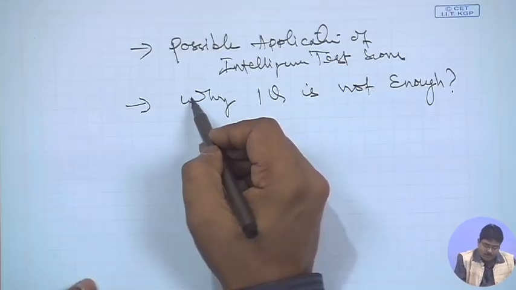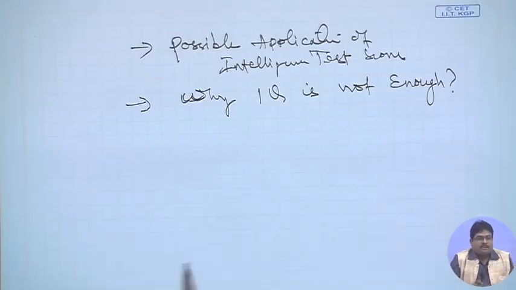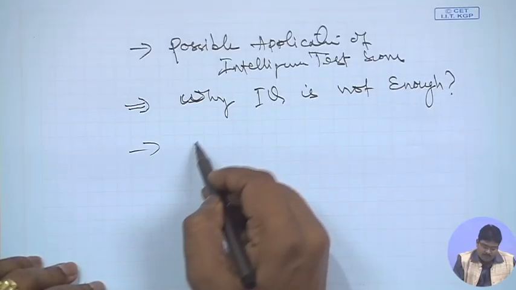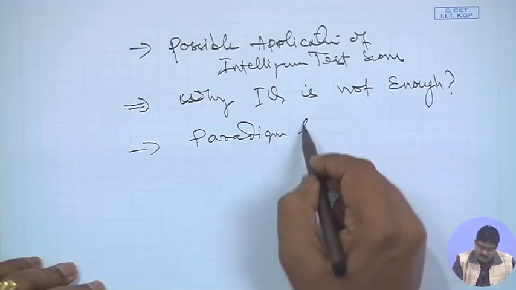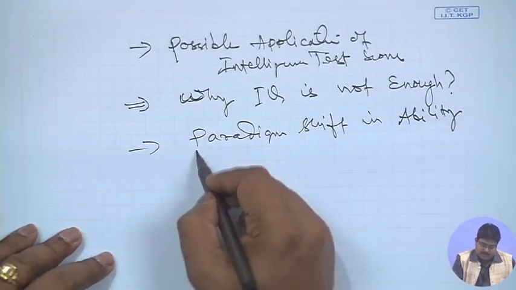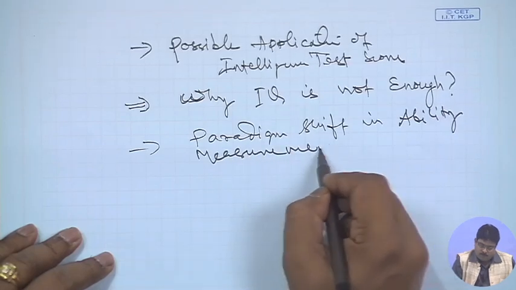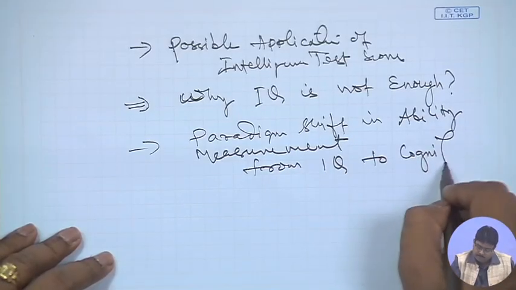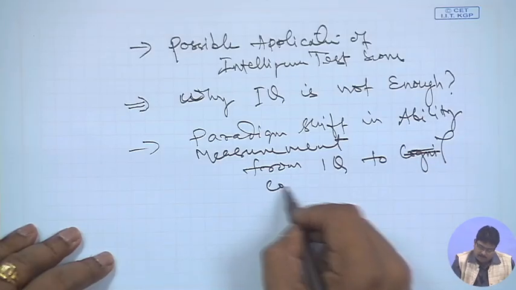Under this framework, why is IQ not enough? Because of its domain of coverage in the test itself, because IQ mostly covers the reasoning aspects. But when you discuss intelligence in the framework of cognitive ability, in the domain of cognition, we are missing the higher forms of cognitive abilities of a person after a certain period of time in his life. So, we moved through a paradigm shift in ability measurement. What is that paradigm shift? From IQ to cognitive profiling.